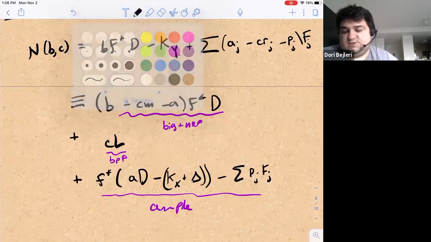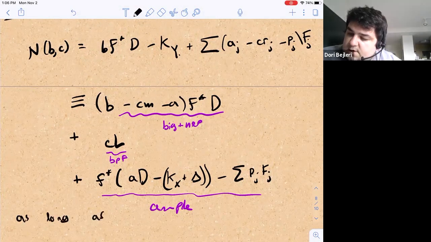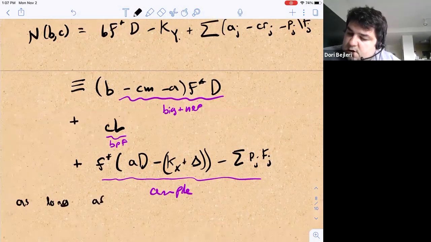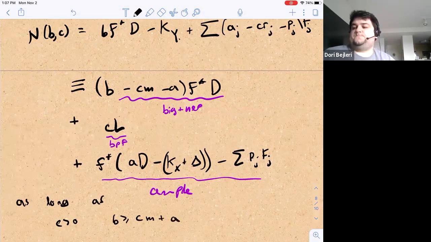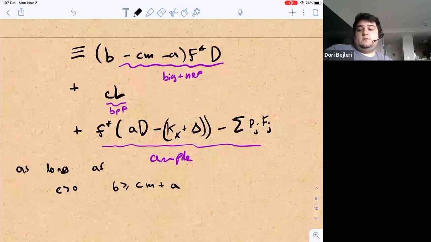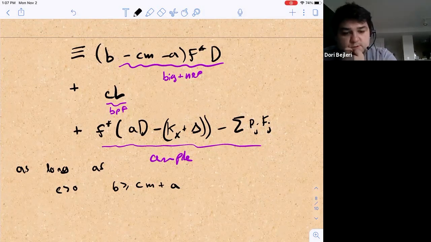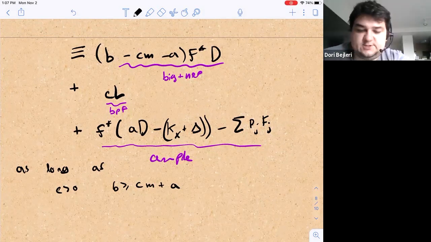As long as the coefficients are non-negative, or strictly positive, I guess. As long as, let's say c is bigger than 0 and b is greater than or equal to cm plus a. Okay. And so we've produced this divisor that depends on b and depends on c. But as long as we're in this range where c is greater than 0 and b is greater than or equal to cm plus a, then our divisor N is ample. And that was the strategy that we outlined above.